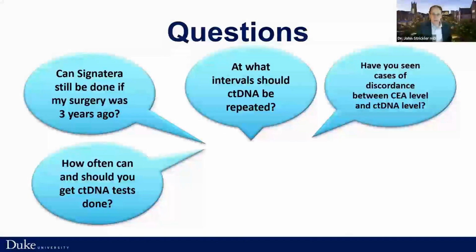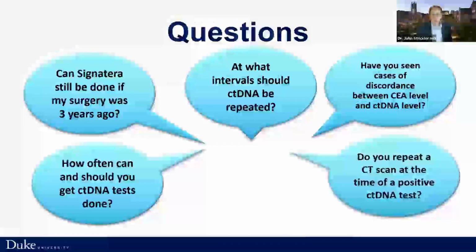Have I ever seen cases of discordance between CEA level and circulating tumor DNA level? All the time. In fact, that's one of the main reasons why I order the ctDNA, because there are times where I find the CEA to be highly unreliable. And I think if you were to choose what's more likely to be true, it's almost certainly going to be the circulating tumor DNA in most circumstances. But just keep in mind, no test is perfect. CEA is a particularly flawed test, but ctDNA also has its issues on occasion.